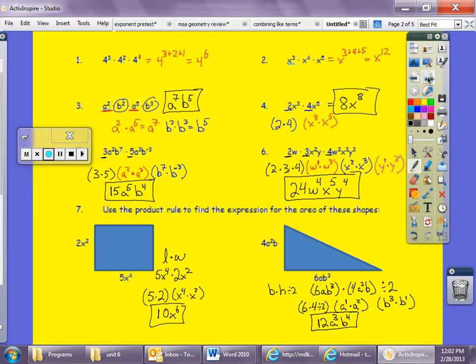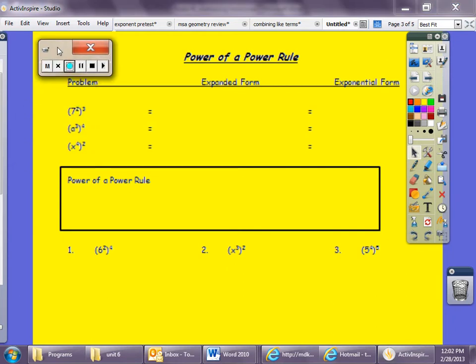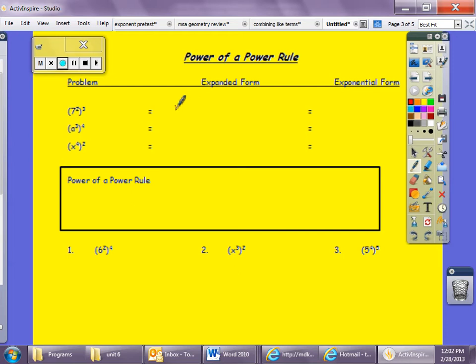Now if we flip this over, the next thing we're talking about is the power of a power rule. Now once again, we just have expanded form. Well, what this means is that I'm going to have 7 to the second 3 times, which is going to give me a whole lot of 7s. So I have 1, 2, 3, 4, 5, 6, so it's 7 to the 6th power.